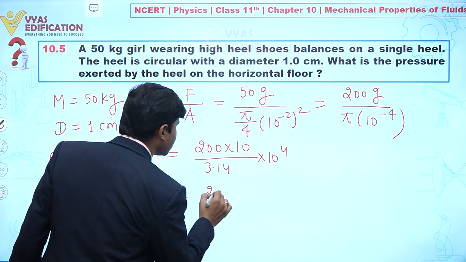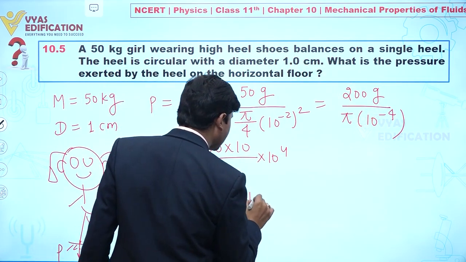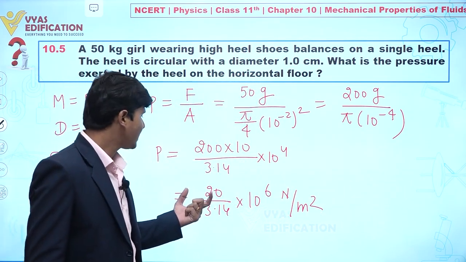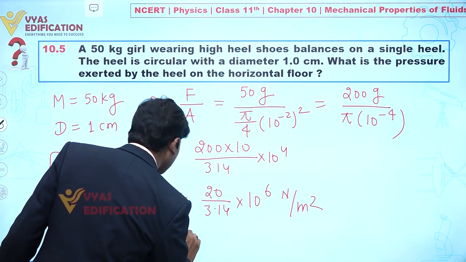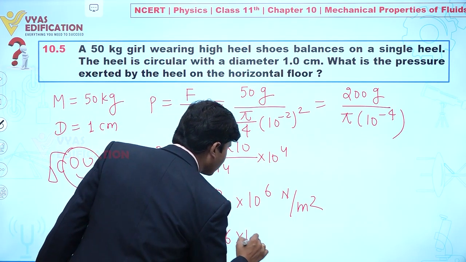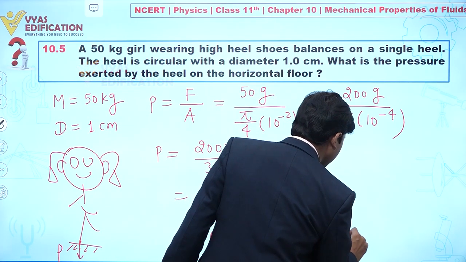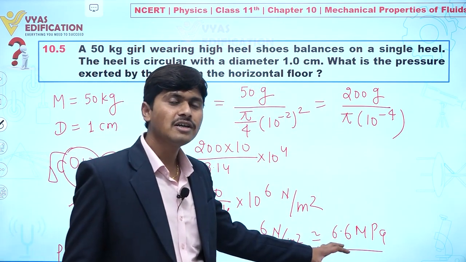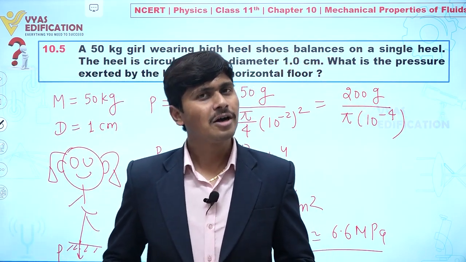So I am writing this as 20 divided by 3.14 into 10 to the power 6 Newton per meter square. Now we know that 20 by 3 is approximately 6.66, and with 3.14 let's suppose it is approximately 6.6. So 6.6 into 10 to the power 6 Newton per meter square, or we can say this is equal to 6.6 megapascal. So this is the total pressure that is exerted by the girl on the horizontal ground. So this is all about this question.